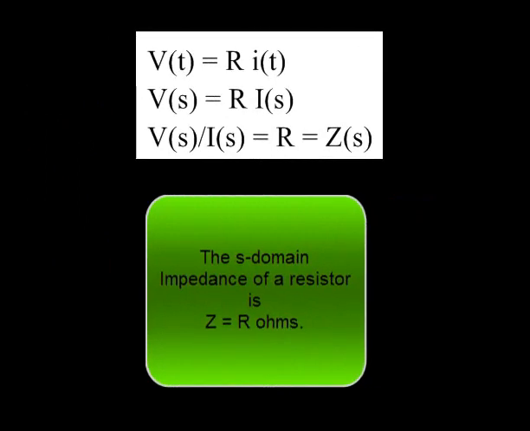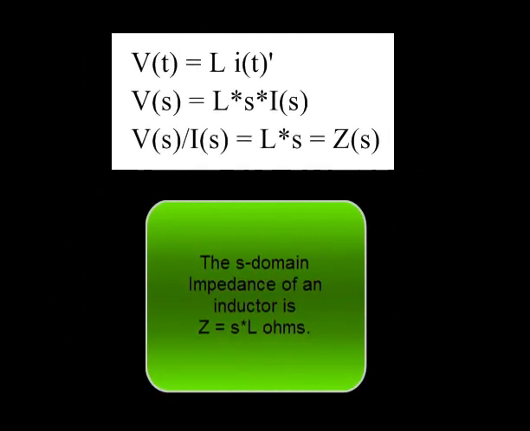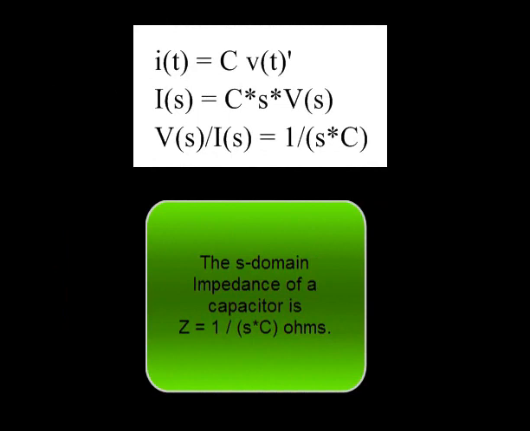The S-domain impedance of a resistor is R. This is the rigorous formal definition. S-domain impedance of an inductor is S times L. S-domain impedance of a capacitor is 1 over quantity S times C.